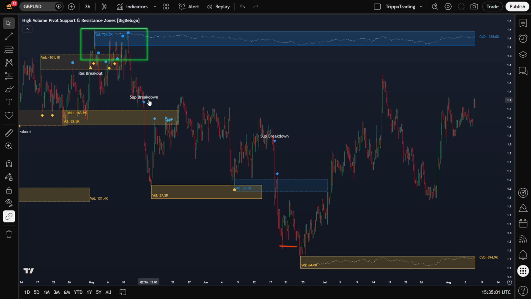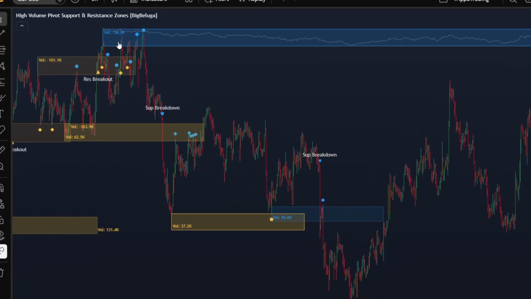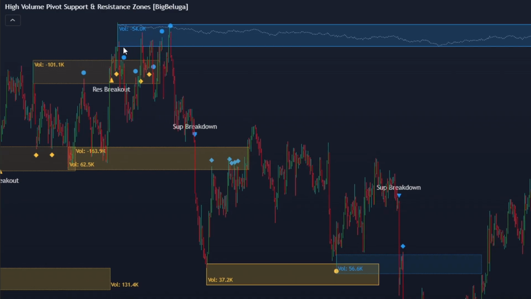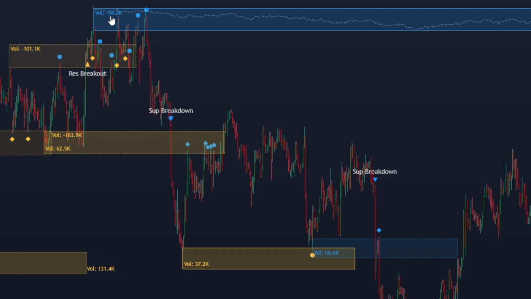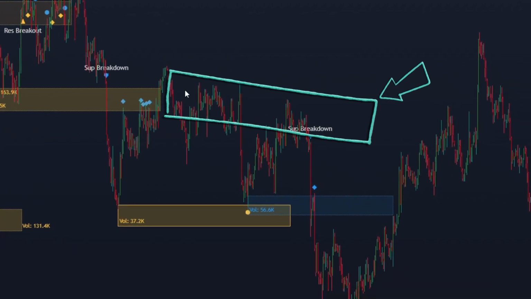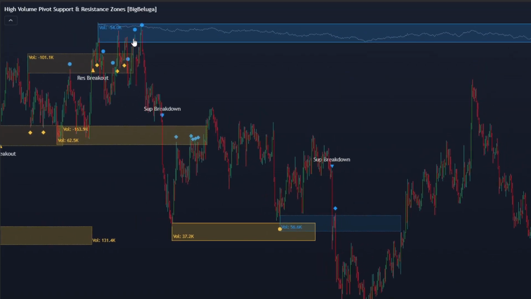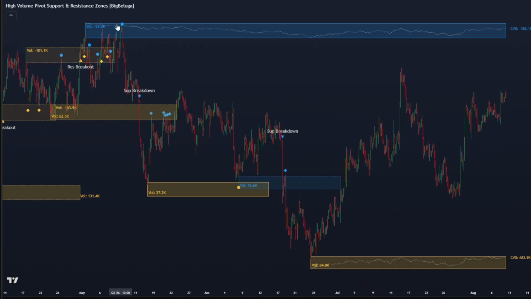Whenever a swing high or swing low forms, the indicator also analyzes the volume associated with that pivot point. A zone is only created when the volume around the pivot is considered significant. This means the indicator attempts to filter out weaker market movements and focus on areas where stronger buying or selling activity has taken place. When a high volume pivot is detected, the indicator creates a dynamic box around that area.